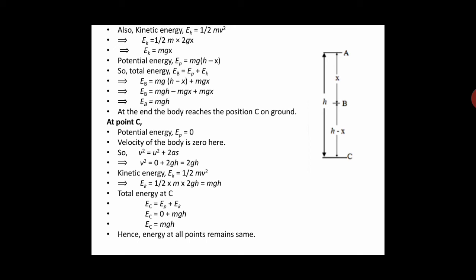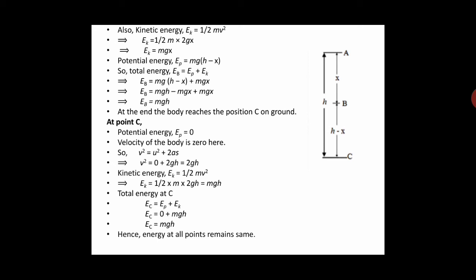Now at point C, the potential energy is 0 because the body has reached the bottom level, and potential energy depends on the distance from the ground. Since the distance is 0, the potential energy is 0. Using v squared equals u squared plus 2as to obtain the final velocity, we get v squared equals 2gh, because the total distance from point A to point C is h.